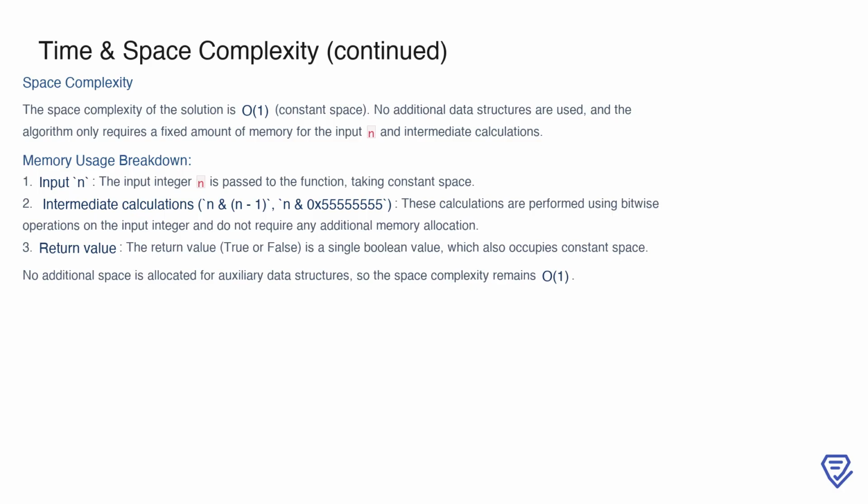Lastly, the return value, which is either true or false, is a boolean that also occupies constant space. Since no additional data structures or variable allocations are introduced, the algorithm consistently operates within a fixed memory footprint, ensuring that the space complexity remains O(1).